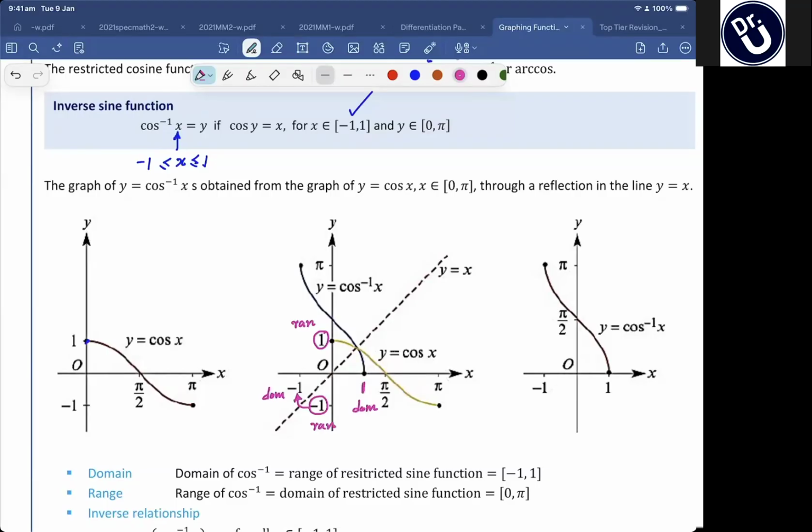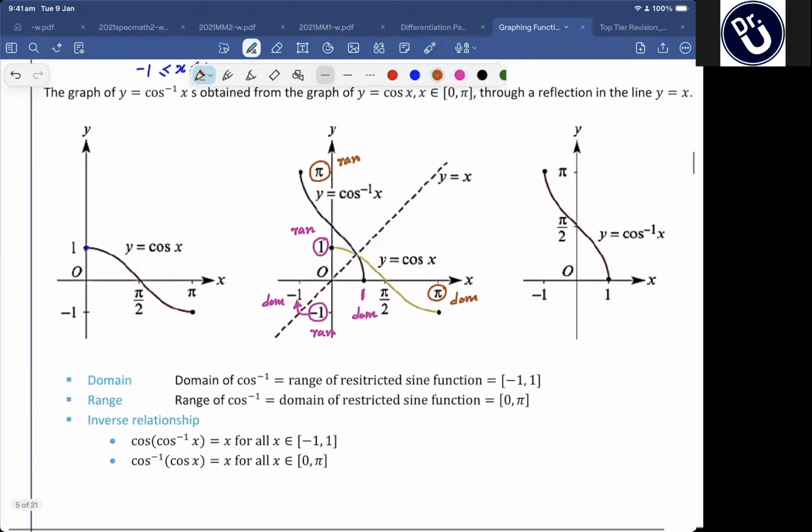So you can see the pi is here, and that's the domain, right? That's the domain, and that appears in the range in here. See? No need to remember. Once you know the concept, you can construct it all the time.